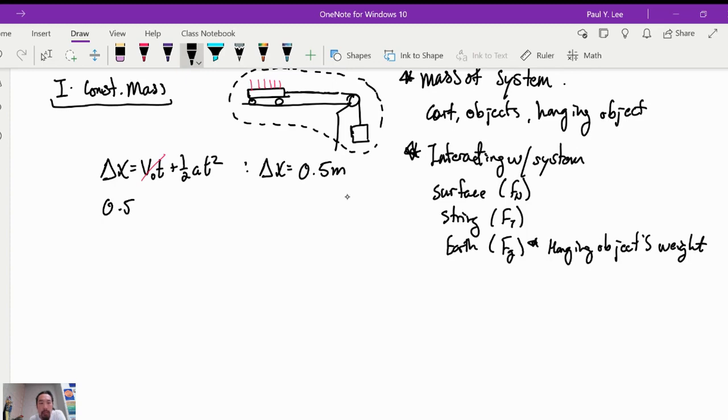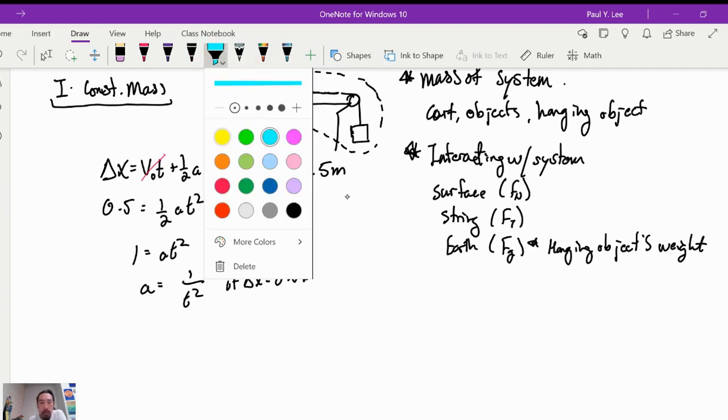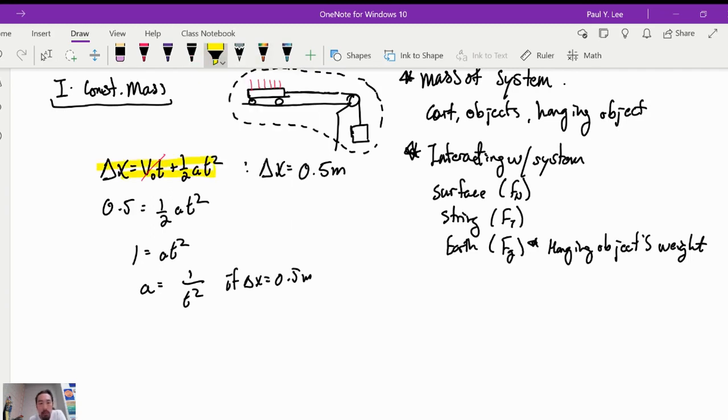So we will get 1/2 of a meter equals 1/2 a t squared. And then multiply 2 to both sides, we will get 1 equals a t squared. And so our formula becomes, our acceleration is 1 over t squared. And this is if and only if our delta x was truly 0.5 meters. Okay, so the formula that you will be using throughout this course is the first one. But we turned that initial equation into something a little bit more digestible based on the physical situation that we're working with.